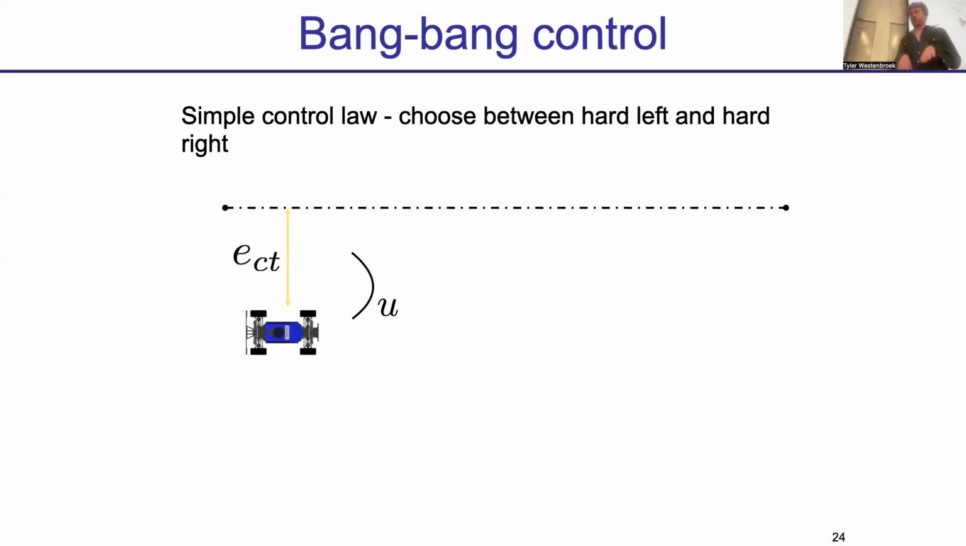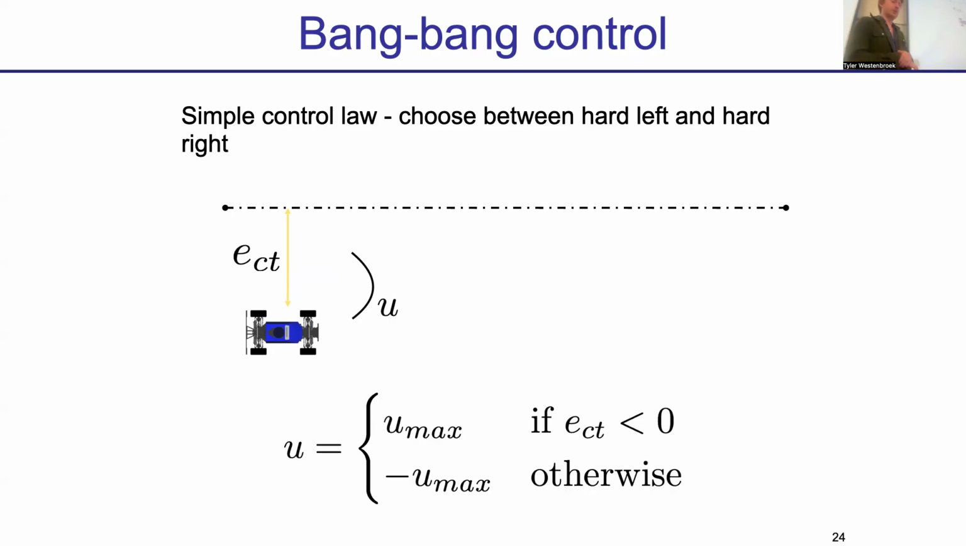Okay, so to motivate PID, let's think about the simplest possible controller we could do. What we're going to do is consider a simplified setting where we're just going to try to minimize the cross-tracking error. Let's assume we're just going straight at a constant speed, so we're not worrying about slowing down or speeding up. And we're going to propose something called bang bang control.